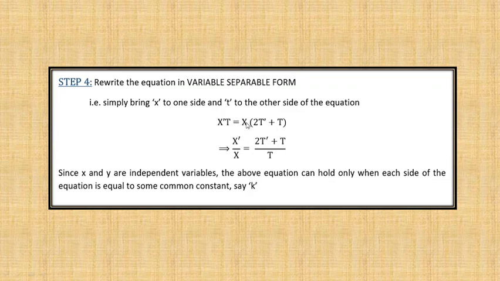Now I divide the left hand side by capital X and the right hand side by capital T, or we cross multiply for separating the variables of x to the left and separating the variables of t to the right. We get X dash divided by capital X is equal to (2T dash plus T) divided by T. On simplification, we get 2T dash by T plus 1. Since x and t are independent variables, the above equation can hold only when each side of the equation is equal to some common constant, say k.